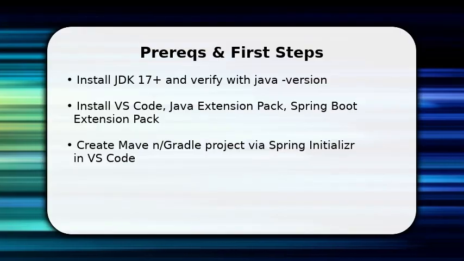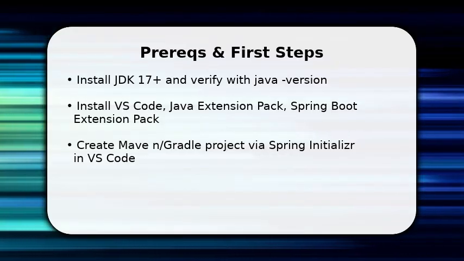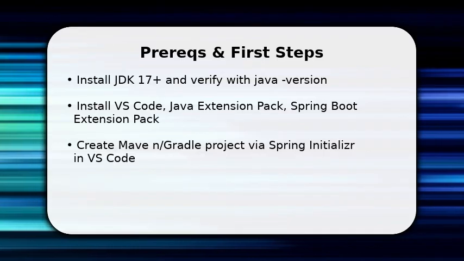You start by confirming prerequisites, JDK 17 or newer and VS Code with the Java and Spring extension packs installed. Open VS Code and use the Spring Initializr command to scaffold a Maven or Gradle project. This creates the pom.xml or build.gradle and the main application class automatically.